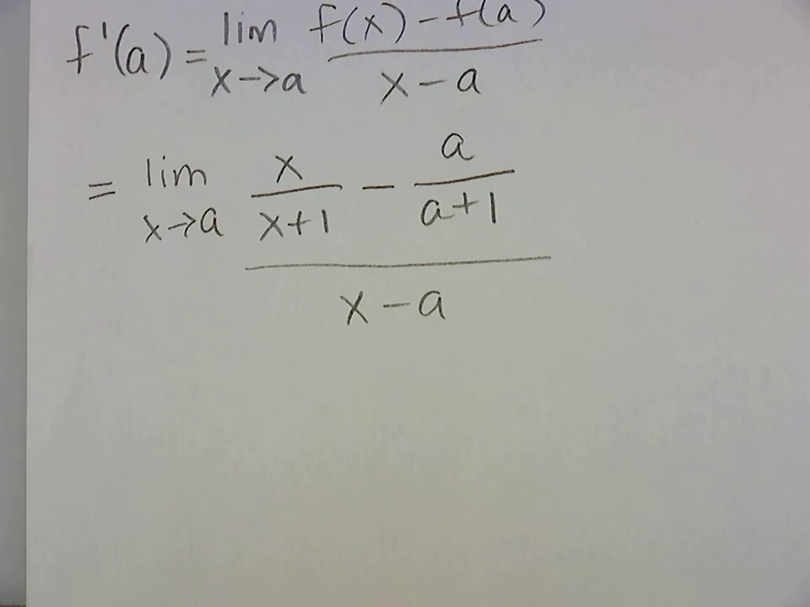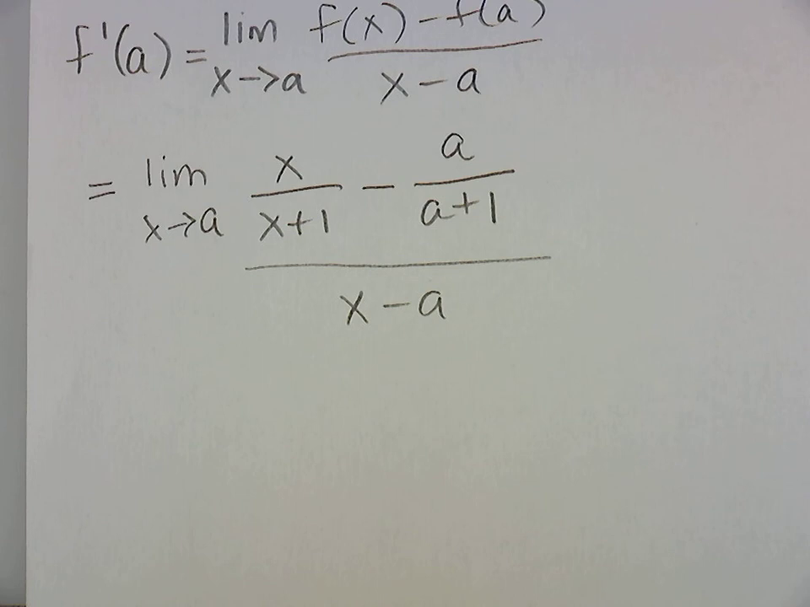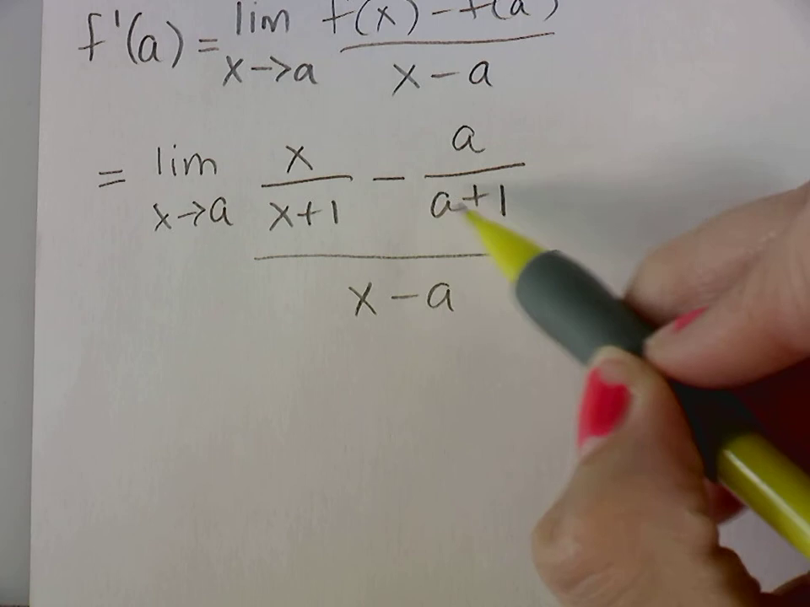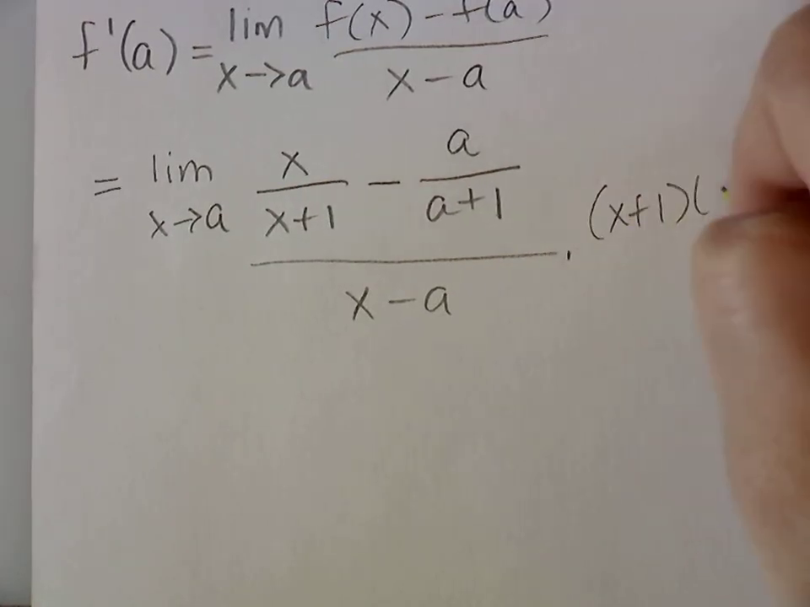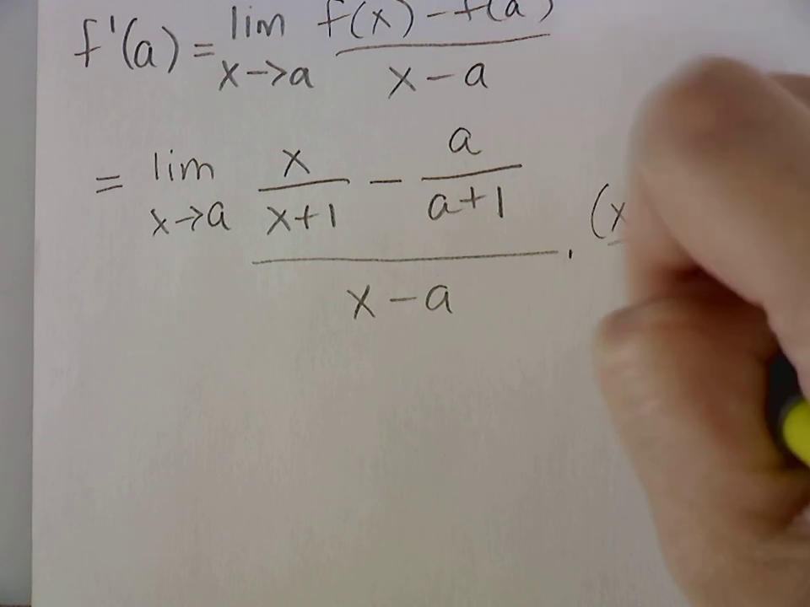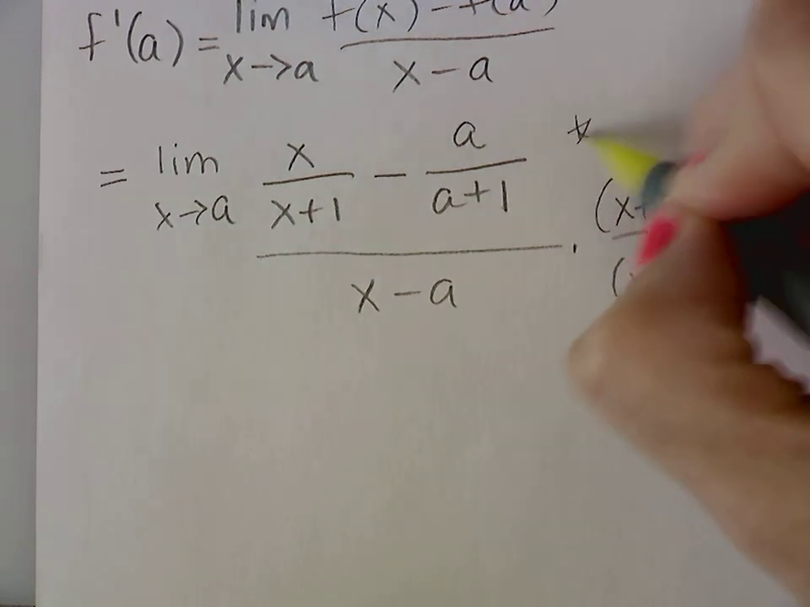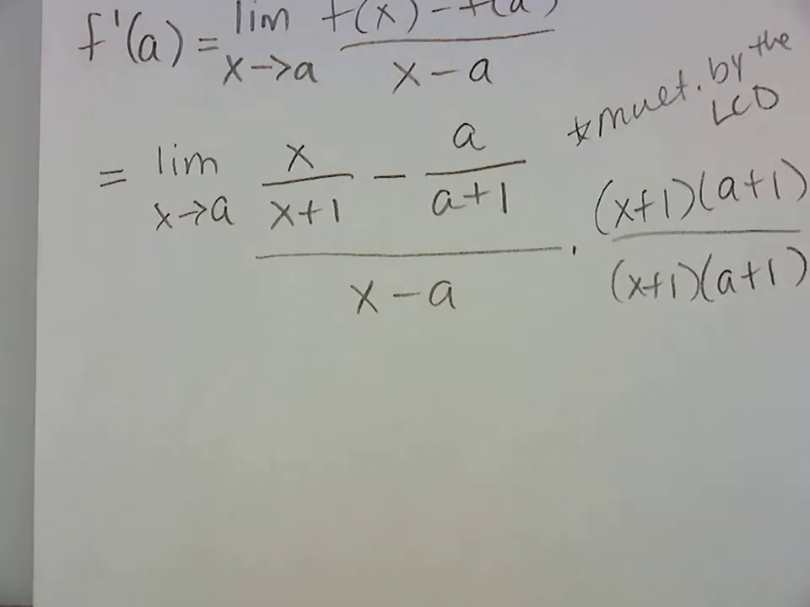So again, when you have a fraction, what do you need to multiply by? You are going to multiply by the denominator, but if you have two fractions, you have to multiply by what? The LCD. Okay, so the LCD of these two fractions is going to be x plus 1 times a plus 1 over x plus 1 times a plus 1. Okay, so multiply by the LCD, the lowest common denominator.